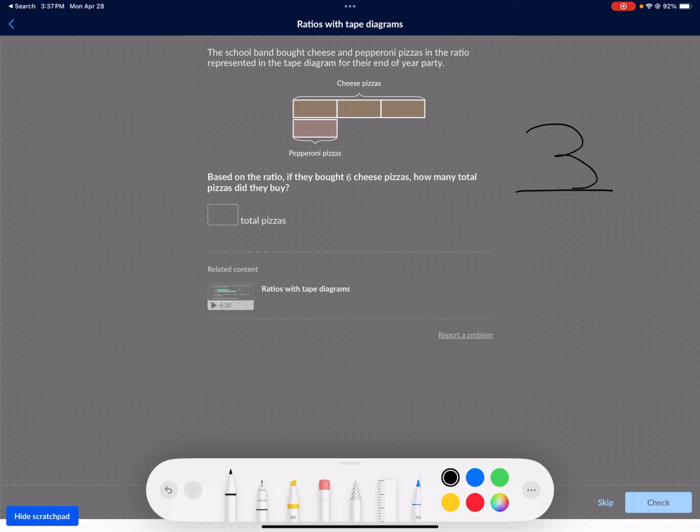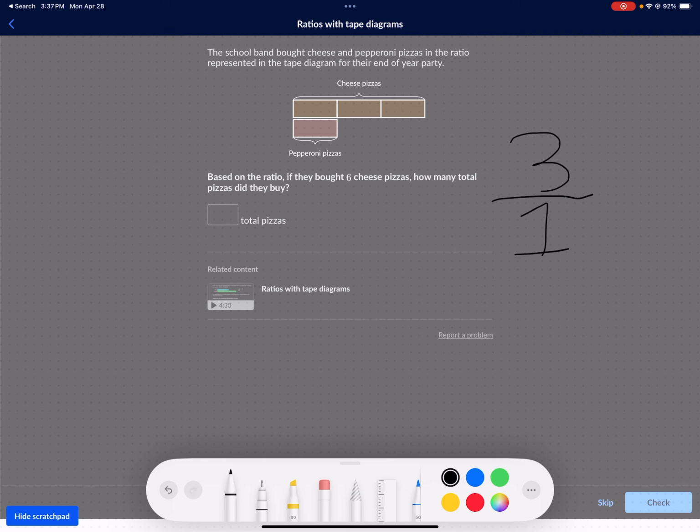3/1, because we have cheese to pepperoni. Now, anything over 1 is just itself, so this is technically a ratio of 3. Even whole numbers are ratios. It's crazy. Any real number is a ratio. So 6, that's a ratio. If they bought 6, how many total did they buy? So we want to find a number where there's 6 to 1.